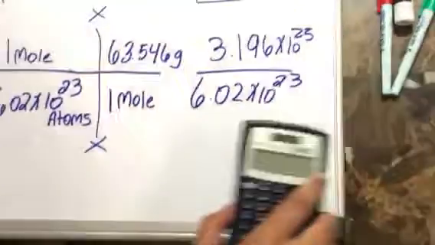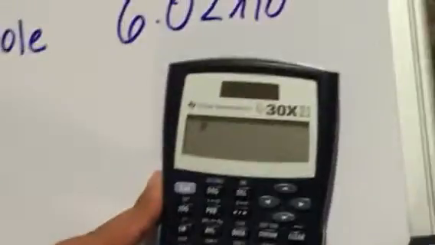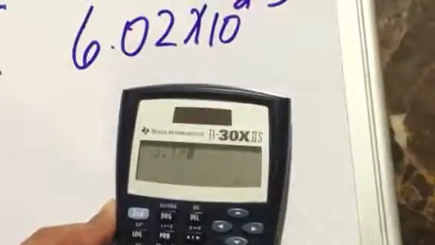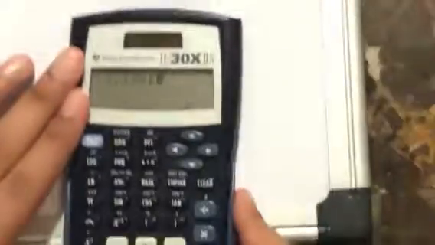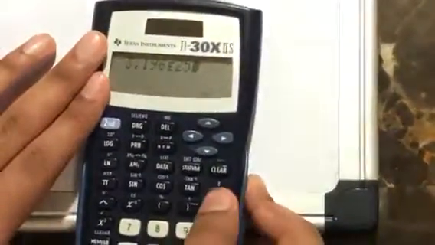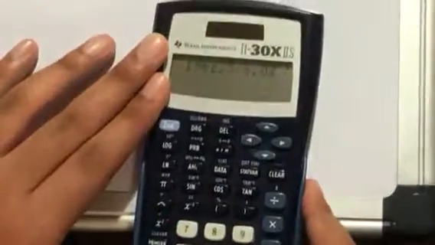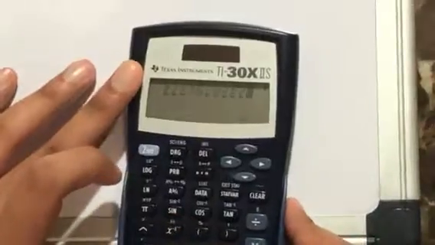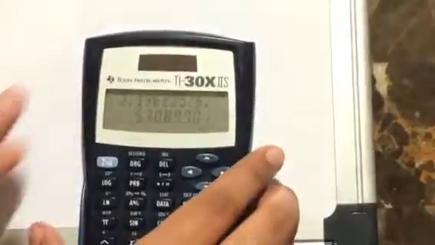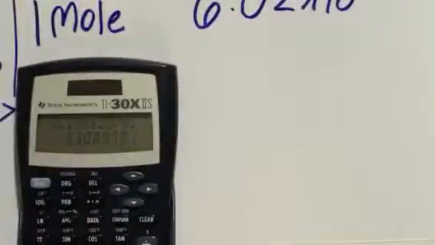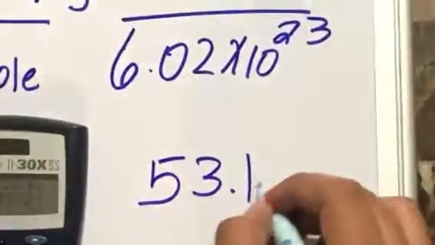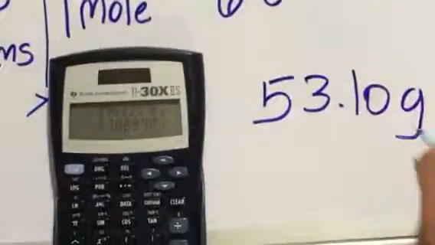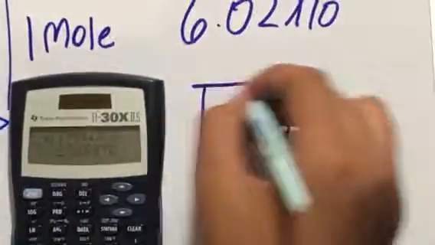And we retake our calculator and we plug it in. 3.196 times 10, remember that's what we have to do, times 10 to the 25th, divided by 6.02 times 10 to the 23rd. And it will give me my answer right here, 53, and we'll round up, 10 grams. Make sure you put your units, and that will be your answer.